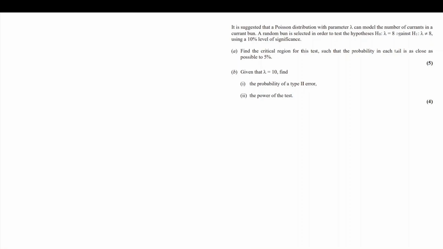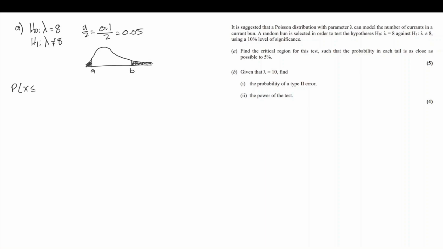We're first asked to find the critical region for the test, and from there, we're further told that the probability in each tail, we should make it as close as possible to 5%. So as always, just be on the lookout for any extra information that you're given in the question. Here's our hypotheses, and I've split the significance level in two, since it's a two-tailed test, 0.05. Okay, what does this look like on a diagram? Poisson distribution has positive skew. We're looking for these values, A and B, where the probability below A and above B, each of them are as close as possible to 5%.